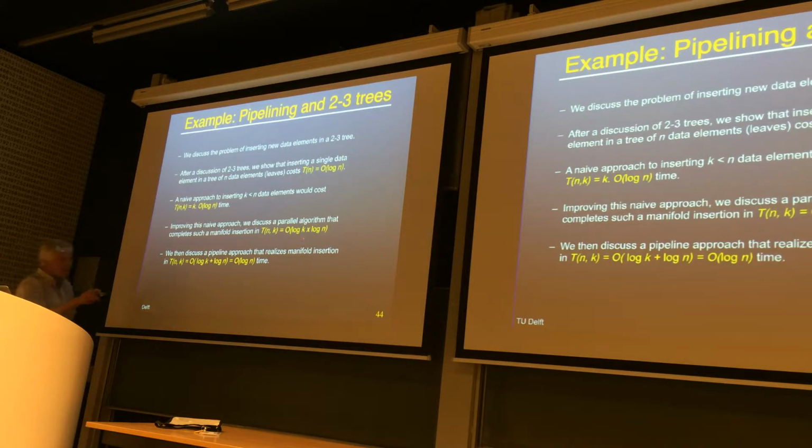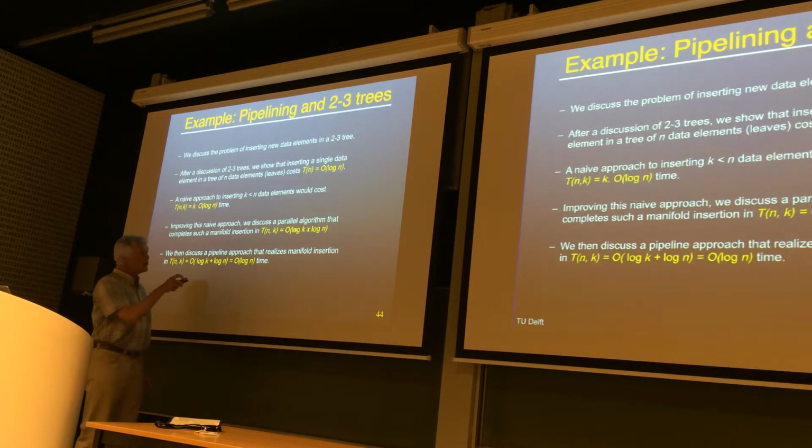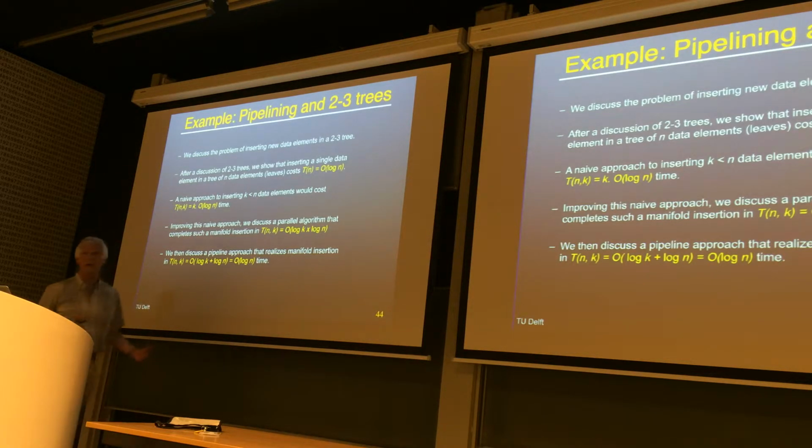Well, then, recognizing the pipelining case, we can improve further by replacing the multiplication factor, log k times log n, with an additive factor. And that turns out to give us log k plus log n, where k is less than n, so a log n algorithm for inserting in a 2-3 tree.